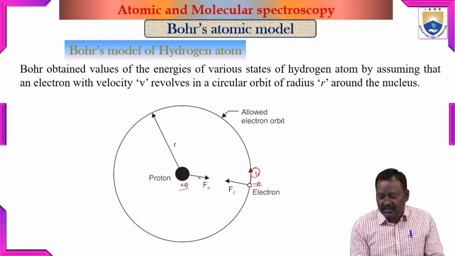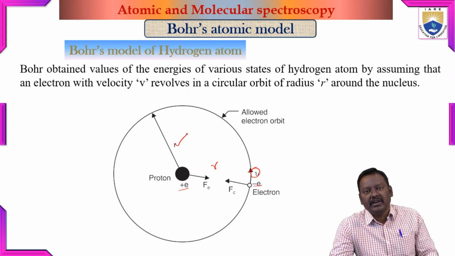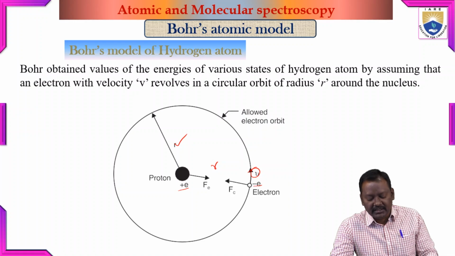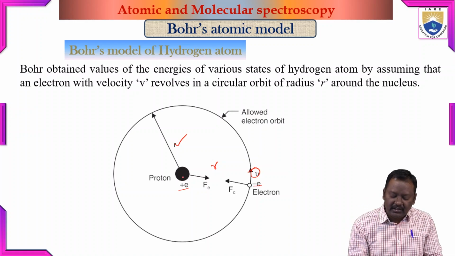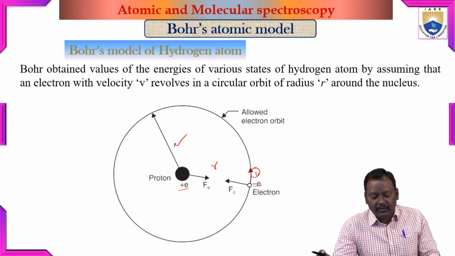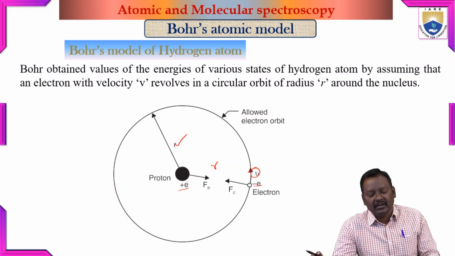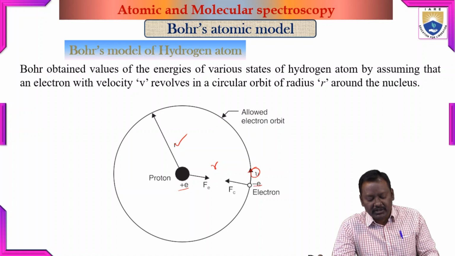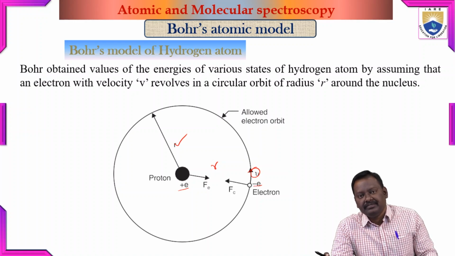Let R be the radius of this particular orbit. Let us also assume that the electron is moving only in a circular orbit, and also assume that the mass of the positive charge at the center is heavy compared to the mass of the electron. These are the assumptions while doing calculations for the hydrogen atom.